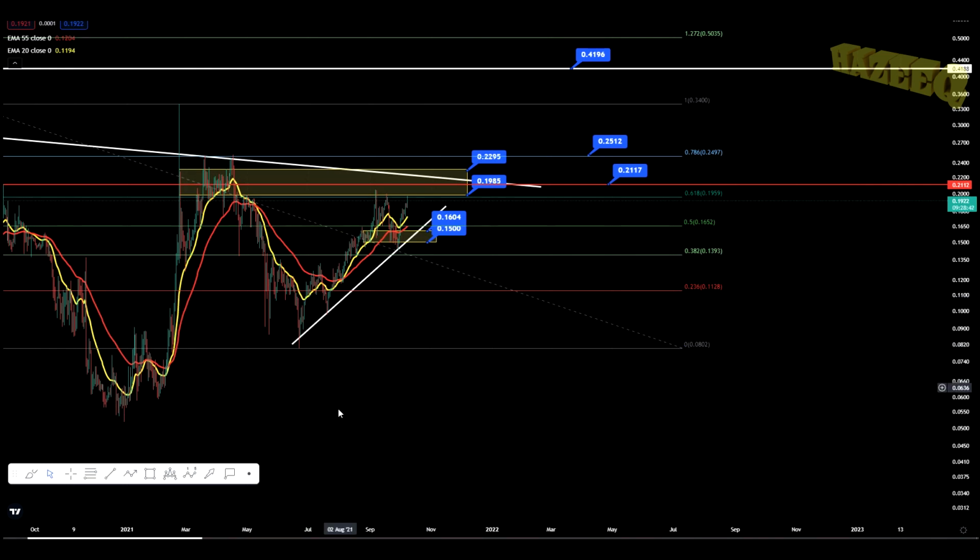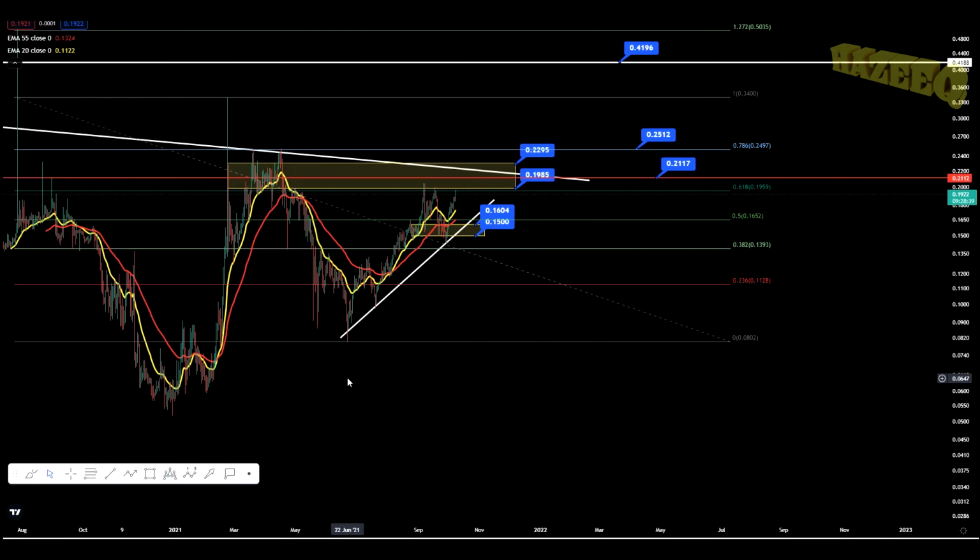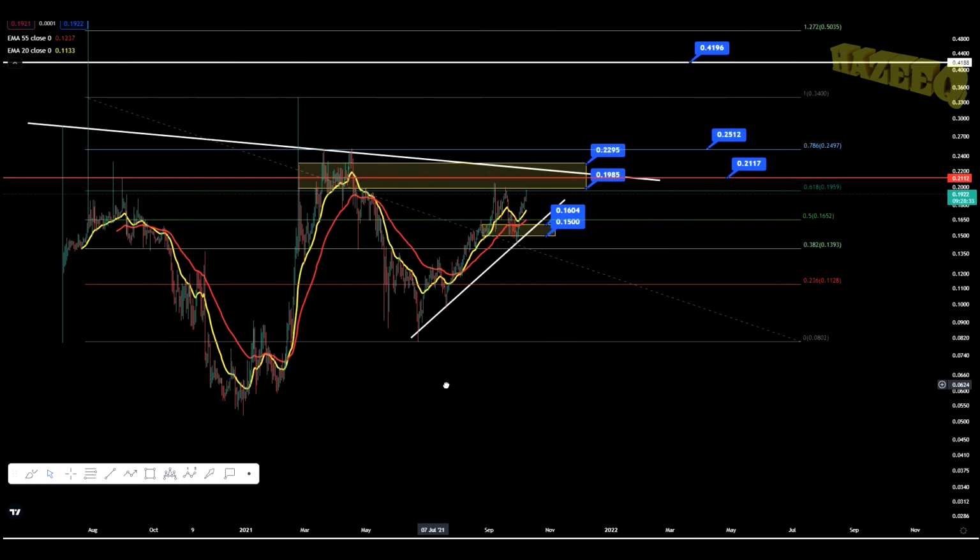Today we're taking a look at CRO, Crypto.com against USDT. I do want to say that I'm not a financial advisor. You should do your own research before investing money into crypto.